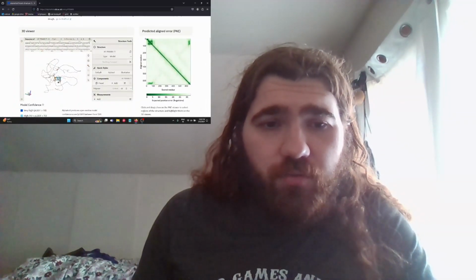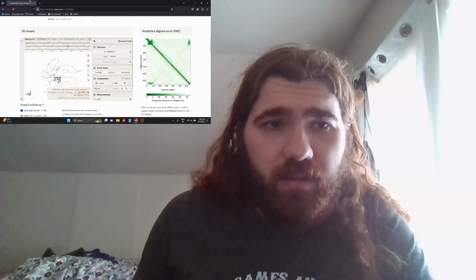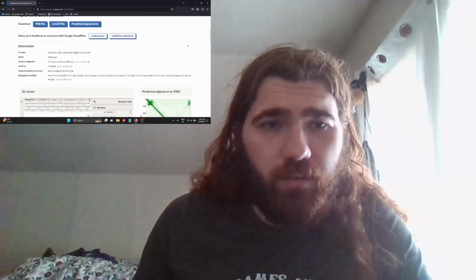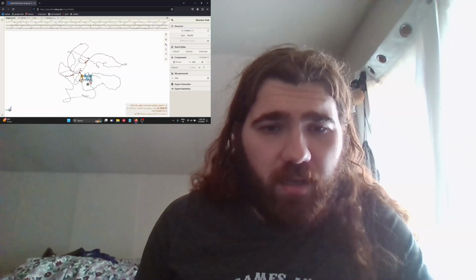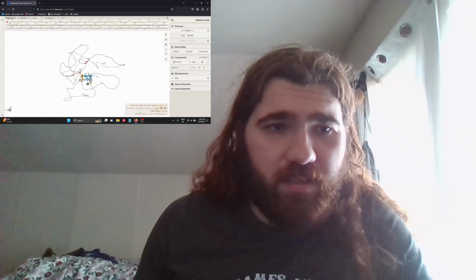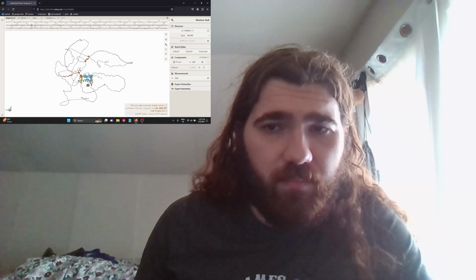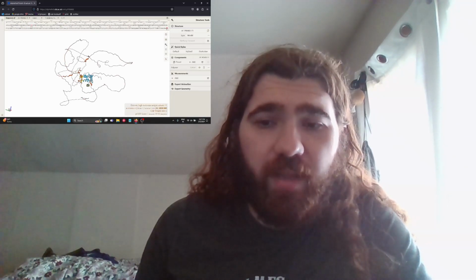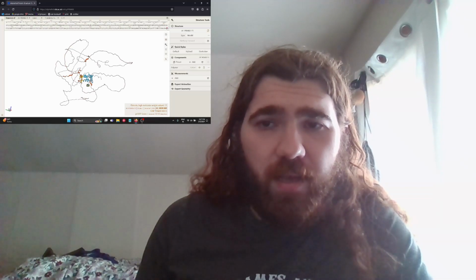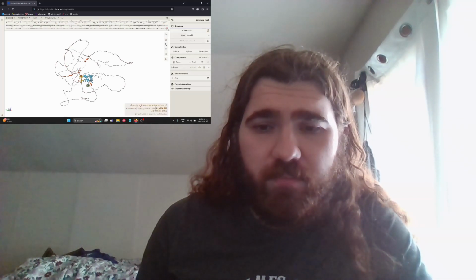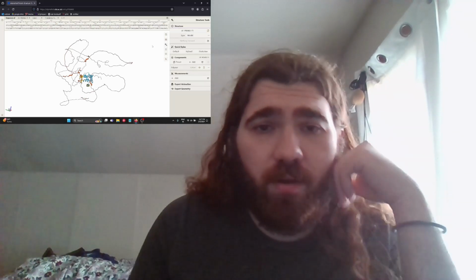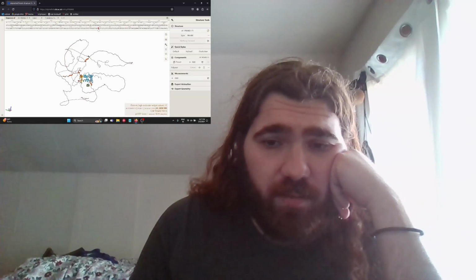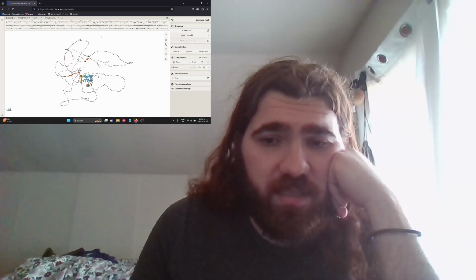I found a structure of it on AlphaFold. It's just a protein structure database. This is its sequence. This particular one that I found is about 660 or so amino acids long. There's lots of glutamines in here.